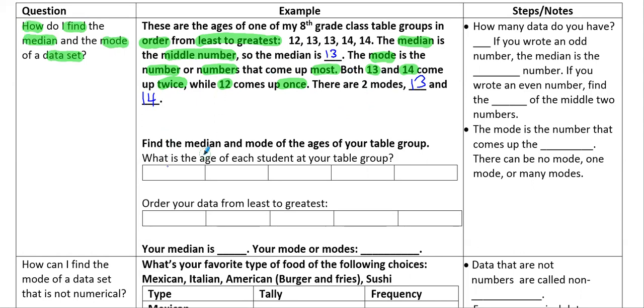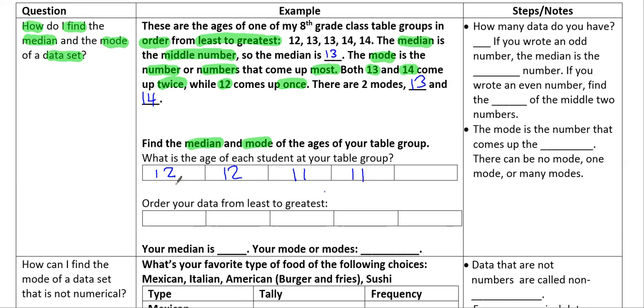Okay, now I was going to have you work in your table groups. We're just going to do it like this. So find the median and mode of the ages at your table group. I'm going to just make up some numbers. Let's say your table group only had 4 people. So say you had one student who's 12, another student who is 12, another student who's 11, and another student who's 11.